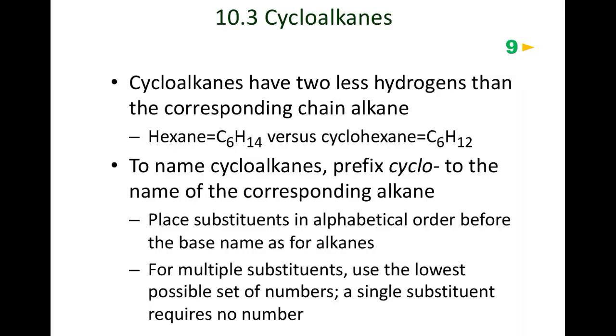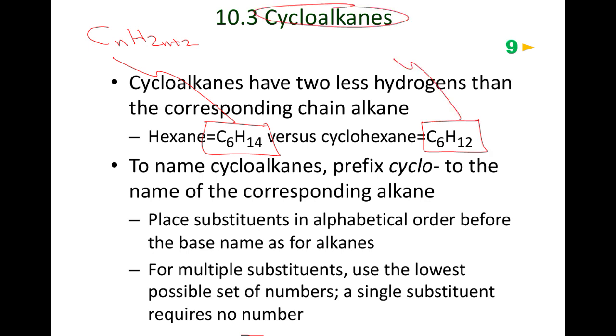Alright, cycloalkanes, section 10.3. Cycloalkanes have two fewer hydrogens than the corresponding chain alkane. An example is hexane, which has the formula C6H14, following the general formula of an alkane, CnH2n+2. Cyclohexane has the formula C6H12, which follows the generic formula for a cycloalkane, CnH2n. For example, cyclopropane would be C3H6. Again, we follow the formula CnH2n.